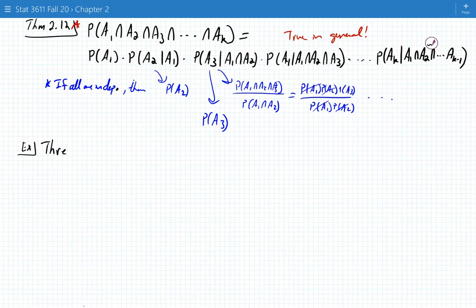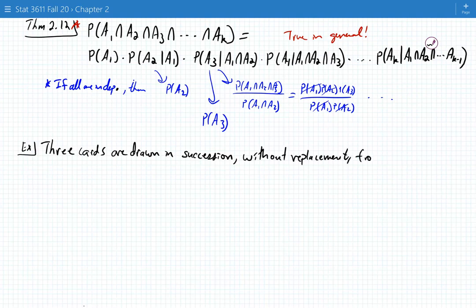Let's say 3 cards from a standard deck of playing cards are drawn in succession. So in succession means one at a time, without replacement, from a standard deck of 52 cards.